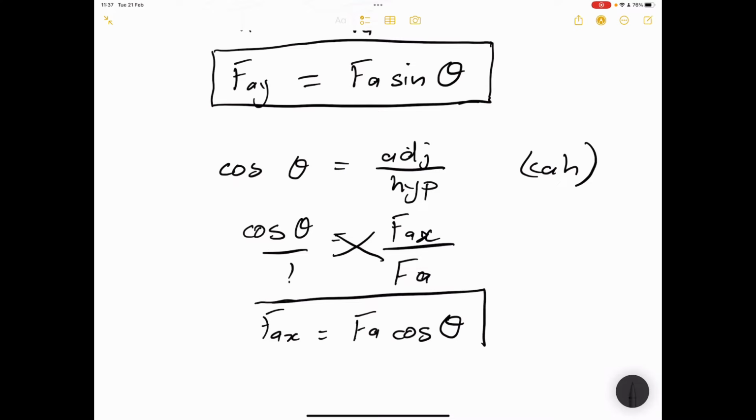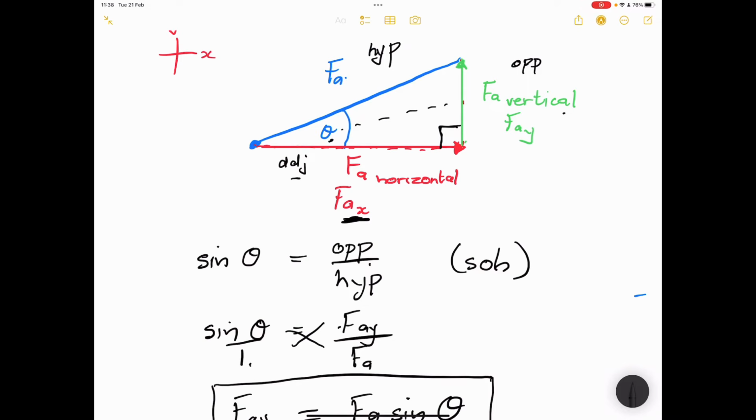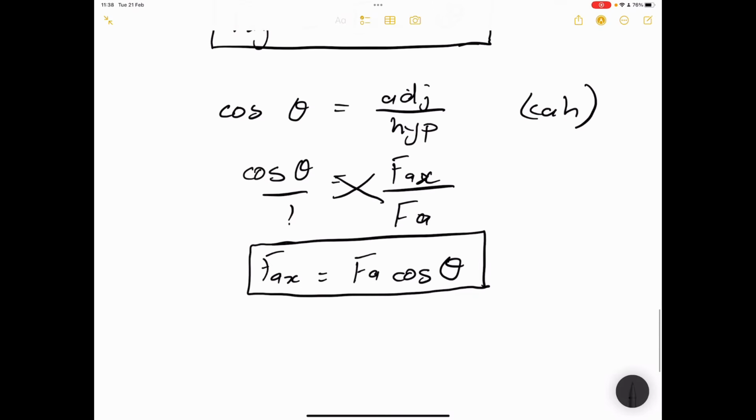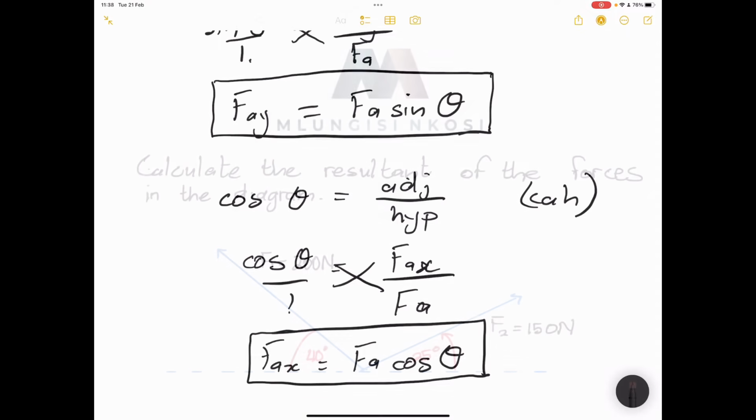So ladies and gents, I want you to keep that in mind. Whenever we've got a force that is acting at an angle, we can break it down into its horizontal and vertical equivalents. Now I want us to take a question that we can use to calculate the resultant using the components.